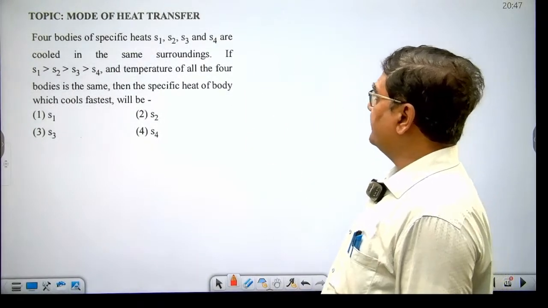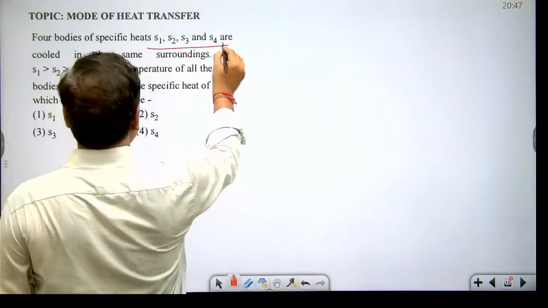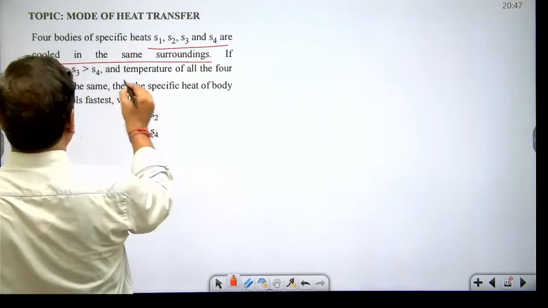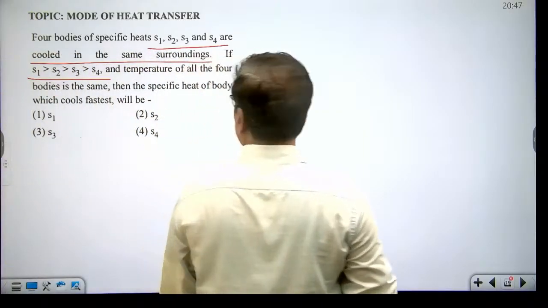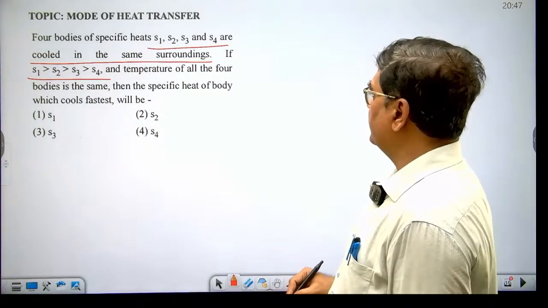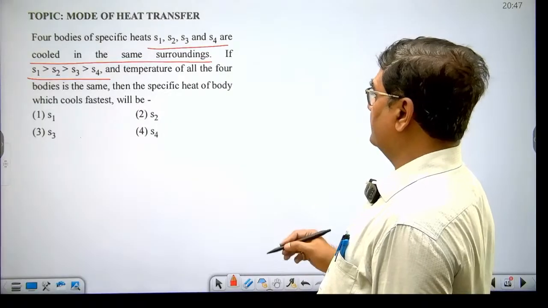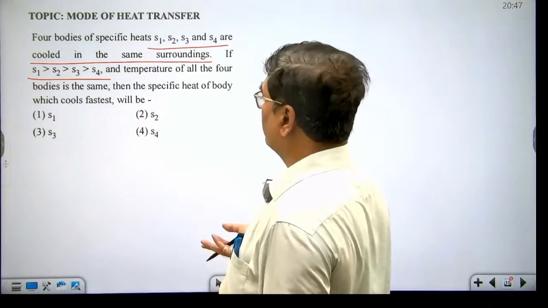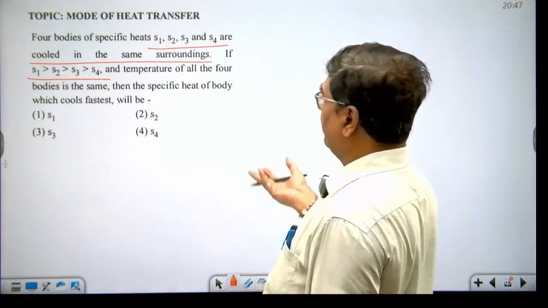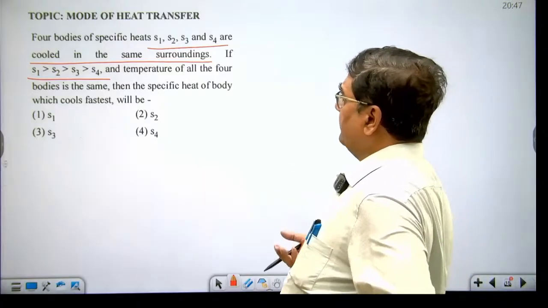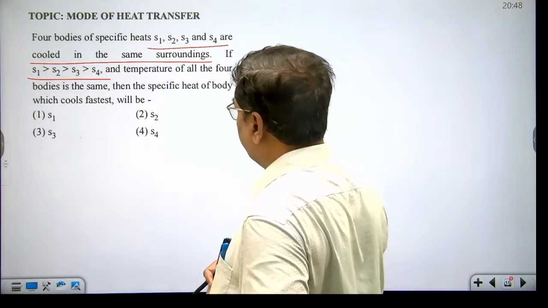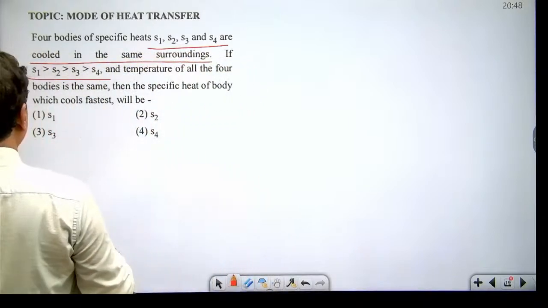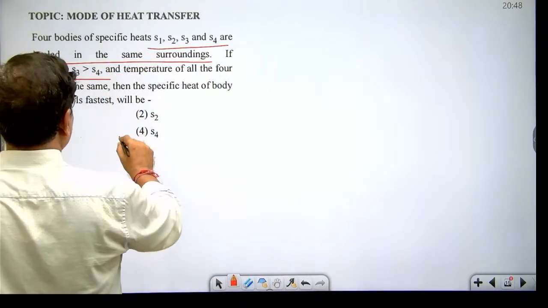Four bodies of specific heats S1, S2, S3 and S4 are cooled in the same surroundings. If S1 is greater than S2 greater than S3 greater than S4 and temperature of all the four bodies is the same, then which body will cool fast? The body having less specific heat will cool fast. So specific heat is least for S4.